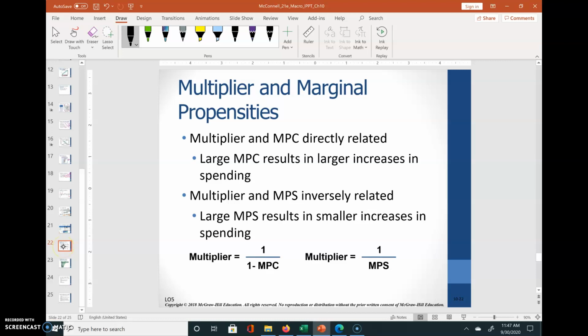Okay, so here we can look at some other things here. The multiplier and MPC, these are directly related. Larger MPC results in larger increase in spending, and the multiplier and MPS are inversely related. Larger MPS, that means larger marginal propensity to save, will lead to smaller increases in spending.